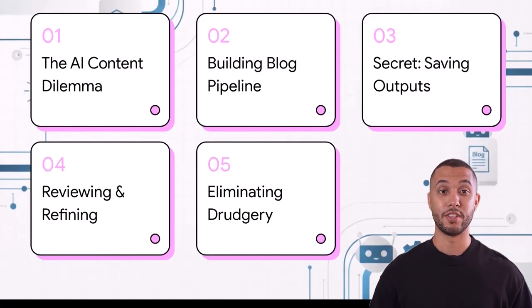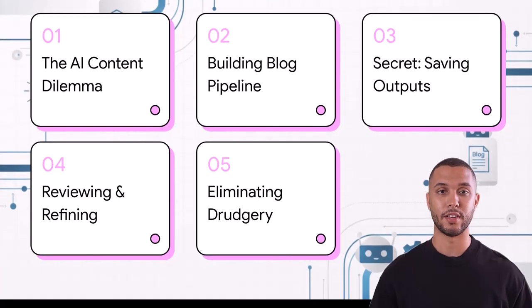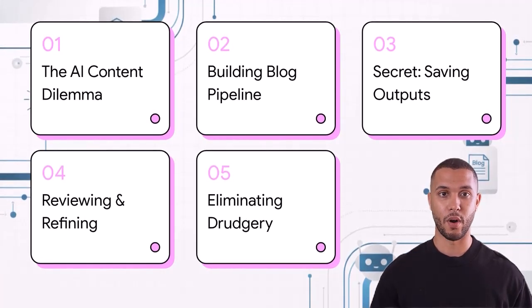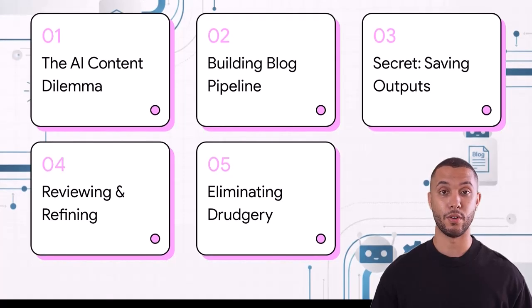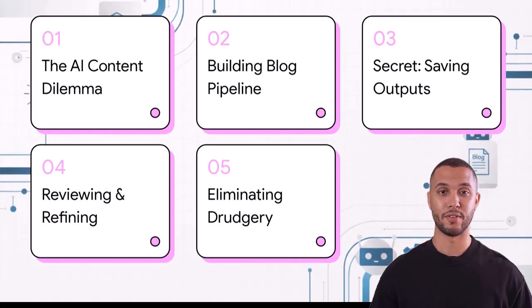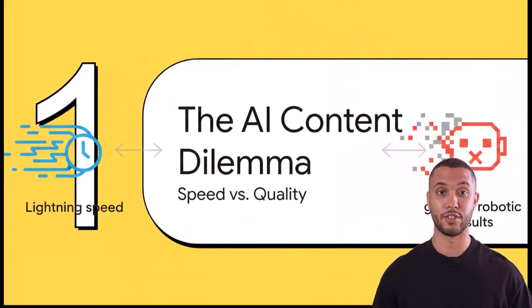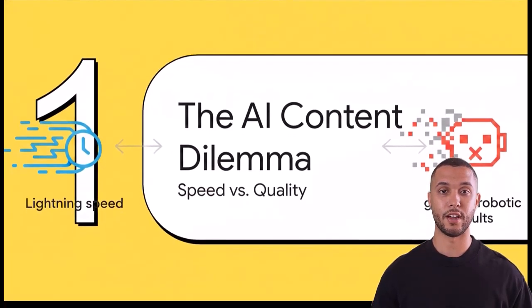So here's our game plan for demystifying this whole content engine today. We'll quickly touch on the AI content dilemma, then we'll actually build out the blog pipeline. After that, we hit the real secret sauce, saving your outputs. Then we'll look at reviewing and refining those steps and wrap up with how all of this eliminates the mental drudgery. Starting off with section 1, the AI content dilemma.